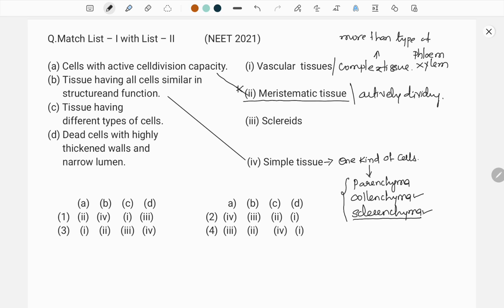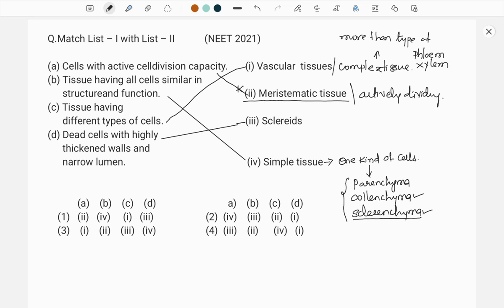Then C, tissues having different types of cells. I told you that complex tissue, vascular tissue, conducting tissue comes with different types of cells. So this is option 1, vascular tissue. And dead cells with highly thickened walls and narrow lumen, that is sclereids, or you can say sclerenchyma also. Remember, in vascular tissues, xylem is also dead, that also conducts, with lignified cell wall, bordered pits, no protoplasm, narrow lumen, and dead cells.